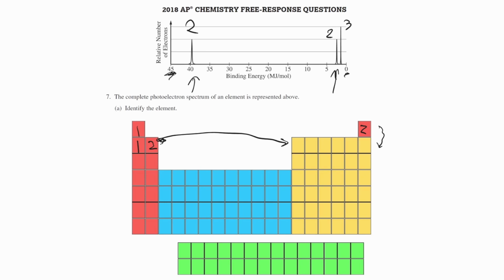And then for the final peak, there are 3 electrons. We go 1, 2, 3. So whatever element is here, that is going to be the answer to our question. And in this case, it just so happens to be nitrogen.